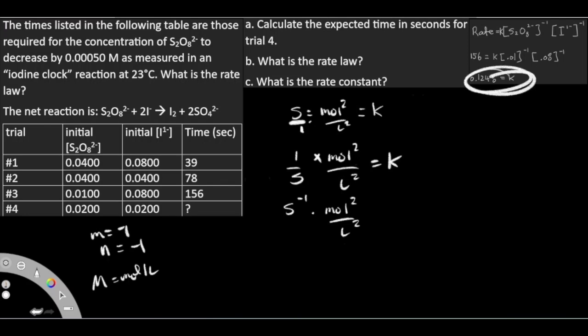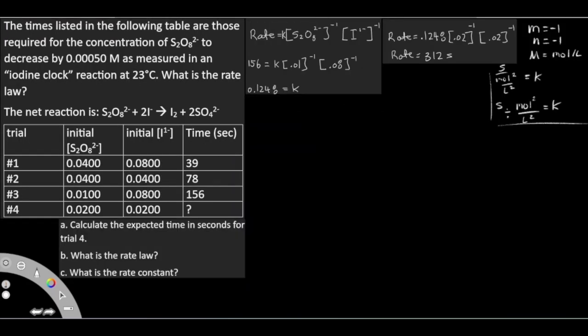And remember what our K value was. It was 0.1248. So I'll just put therefore this is 0.1248. And then we just put s to the -1 and moles squared over liter squared. That's it. Now we're going to be looking at the rate.